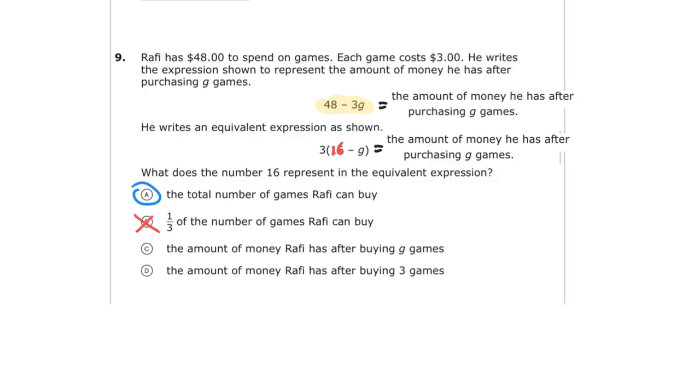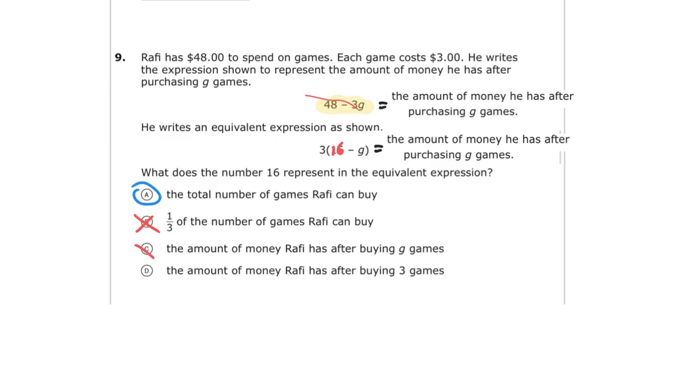Answer choice C, the amount of money Rafi has after buying G games. Well, that's not clear. We don't know that. This is an expression that represents the situation of how much money he would have after buying G games. But we have no reason to believe that this person would have 16 after buying G games, partly because we don't know how many games G is.